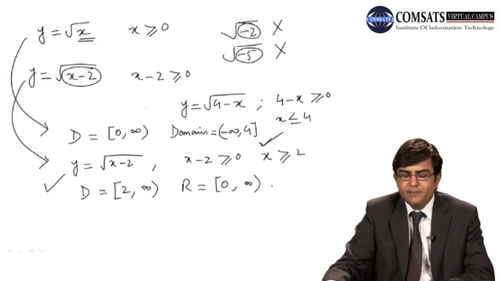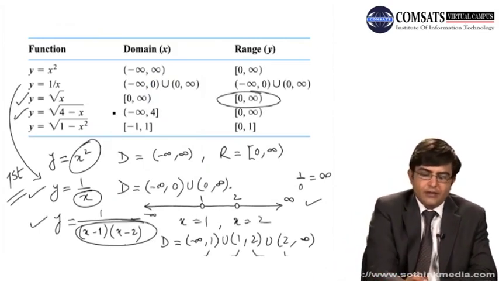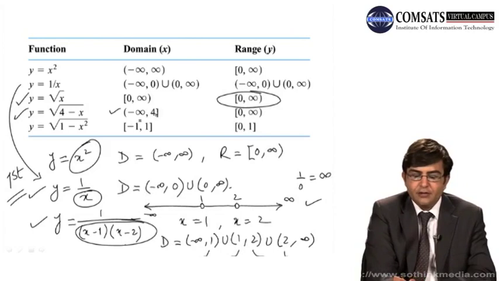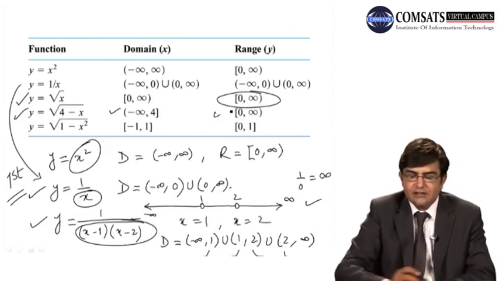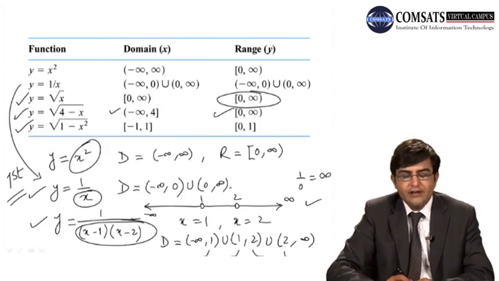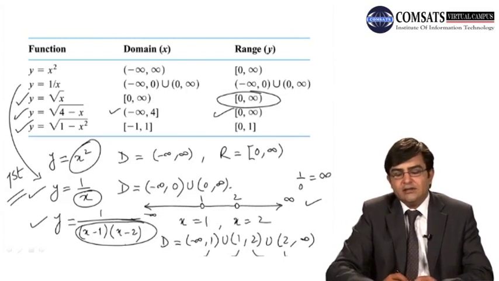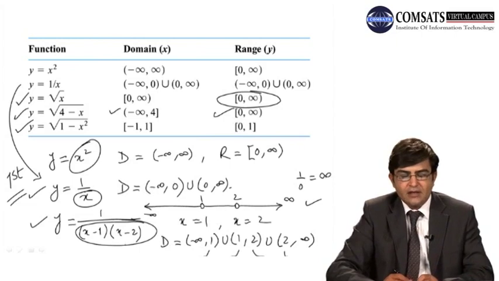Similarly, we can find the range of this function which is given here. The domain is minus infinity to 4. If we put 4 here, we get 0, and if we put numbers less than 4 up to minus infinity, we get larger numbers. So the range is this. Similarly, we can find the domain and range of this function. So this is how we can find the domain and range of any function which is defined on the set of real numbers, and we can also plot that function.